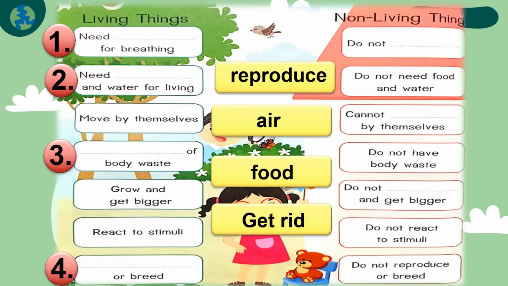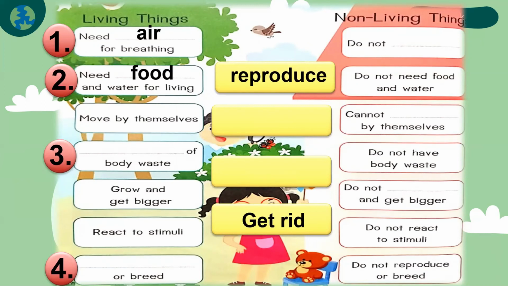What do living things need for breathing? If your answer is air, then you are correct. So you have to write air on number 1. Okay? What about number 2? Number 2 says, need blank and water for living. What do we need for living? Is it reproduce, food, or get rid? If your answer is food, then you are correct.